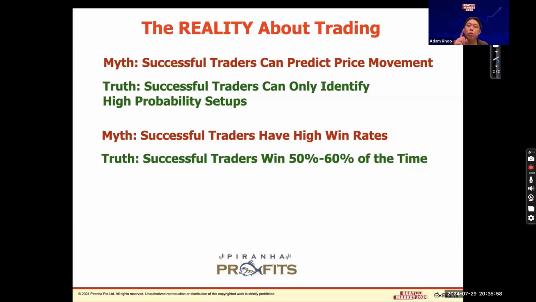But what did he say? He said, it's not whether you win or lose in trading that's important. It's how much you make when you are right and how much you lose when you are wrong. As long as you lose less when you're wrong and you make more when you're right, you'll be consistently profitable. You get the point? Okay?